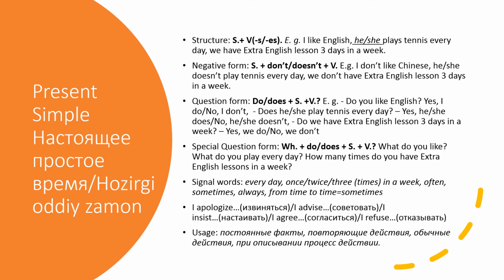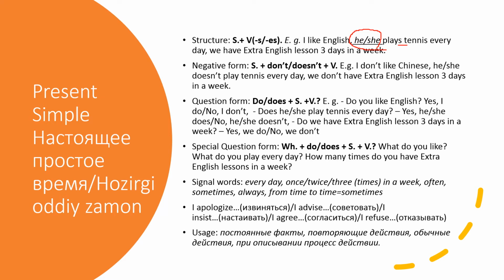Now let me introduce the structure of this tense. First of all, subject plus verb itself, if the subject is plural. For example, students go, but the student goes. For plural, verb itself, and for singular subjects, verb with S or ES. For example, I like English. And she plays tennis every day. He and she here are singular subjects, he or she. That's why we need here S.